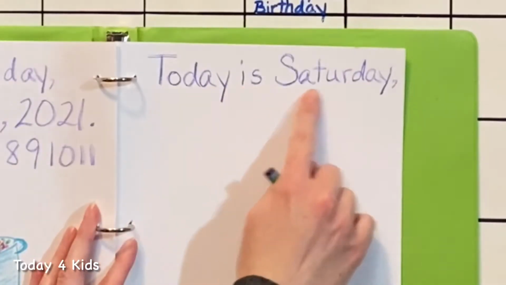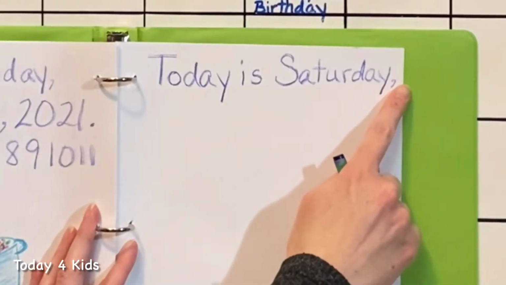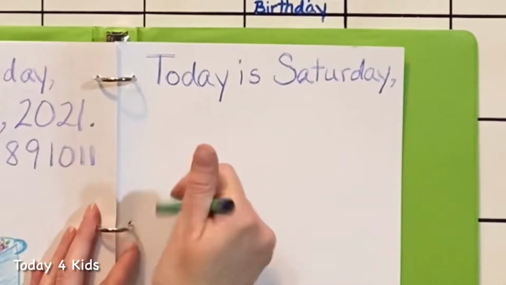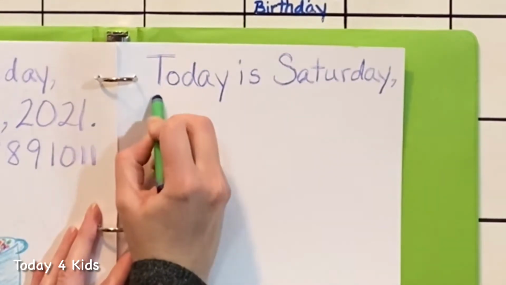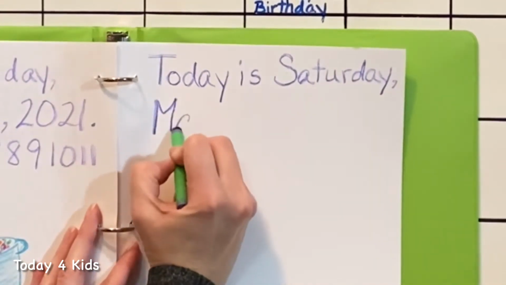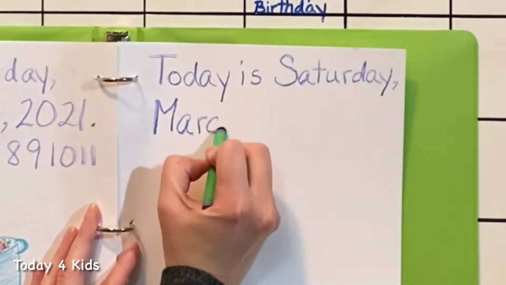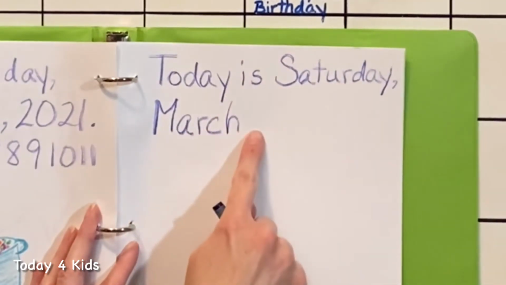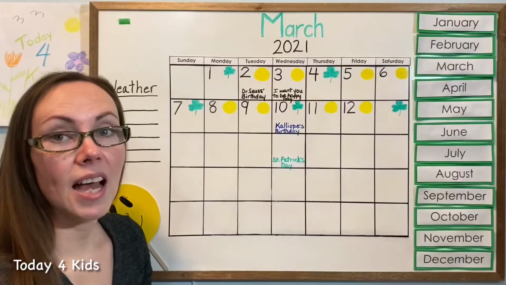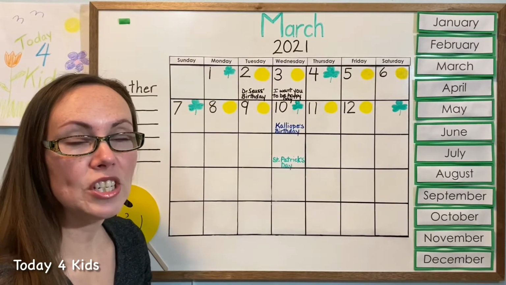Today is Saturday, comma, and I've run out of room, so I'm going to come down and go back to the beginning here. March, capital M, because it's the name of our month, A-R-C-H. And next, I'm going to put in the number. And do you know what our number is today? What do you think it is?